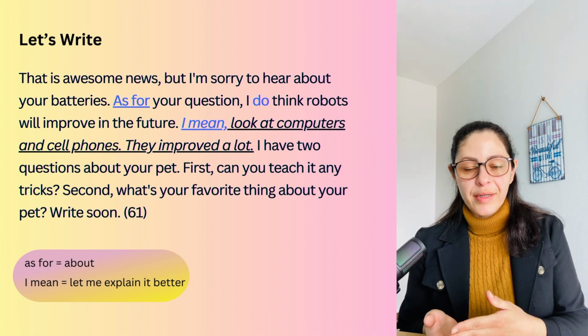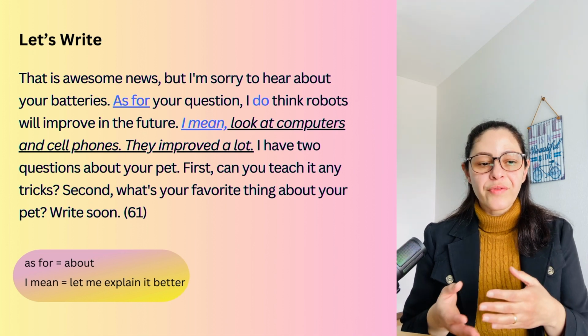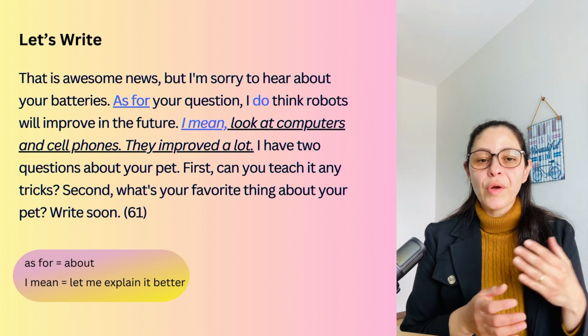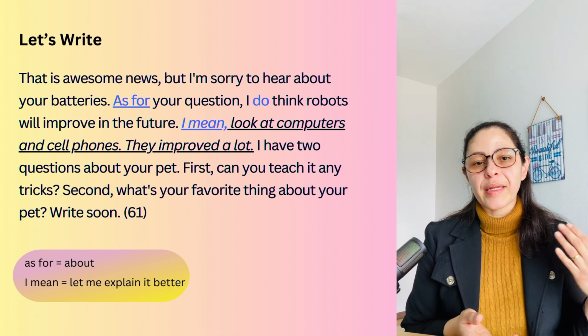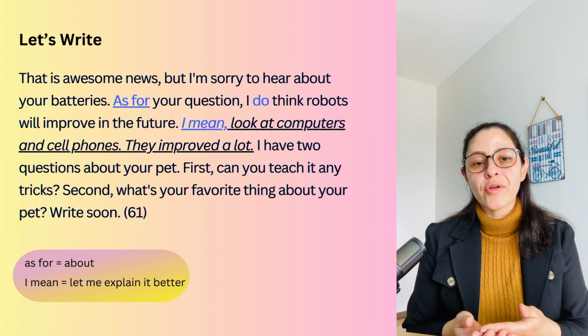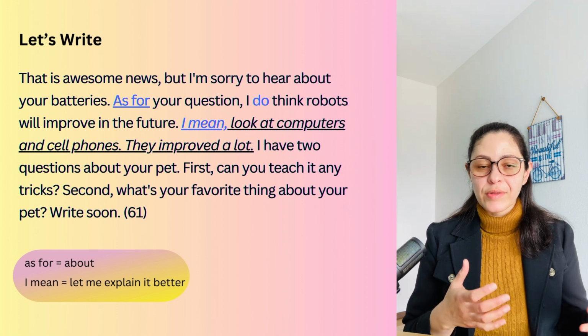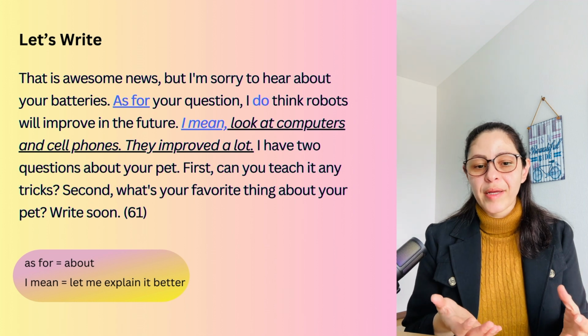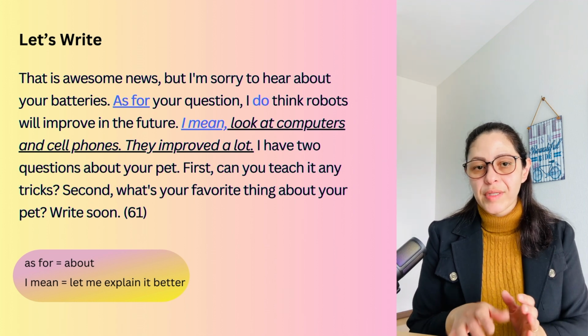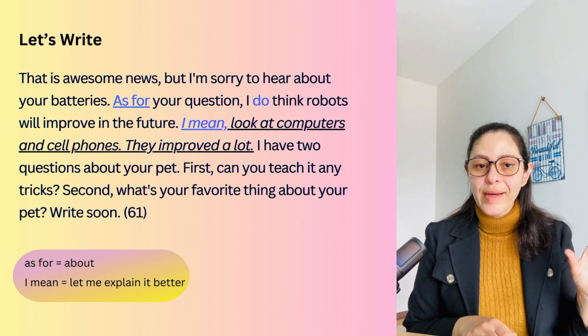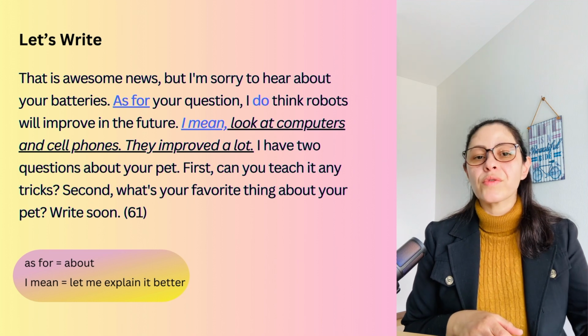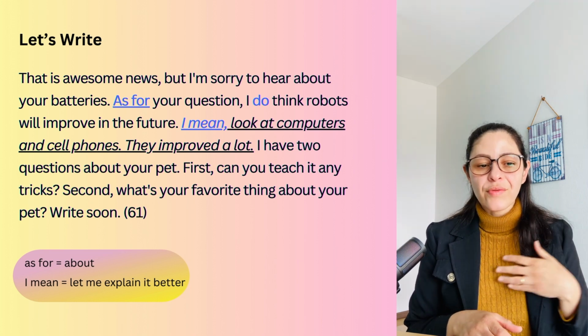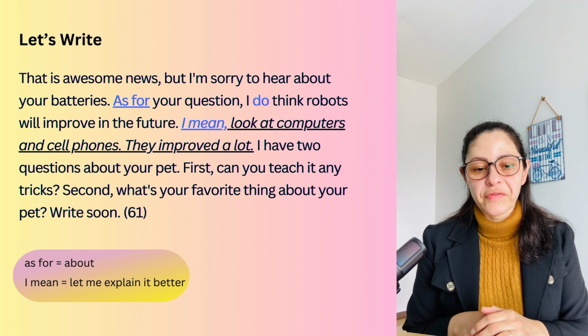And then here, I do think, okay, I do think robots will improve. We can use do in affirmative sentences to highlight your opinion, to highlight your statement, okay? So you don't have to use it, but you can use it if the question is, do you? Do you? I do. I do think robots will improve.